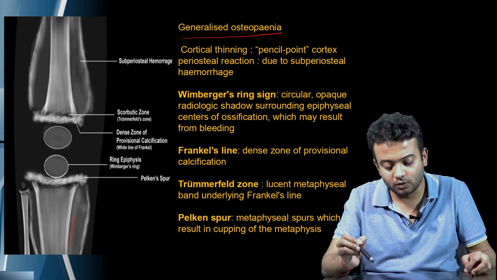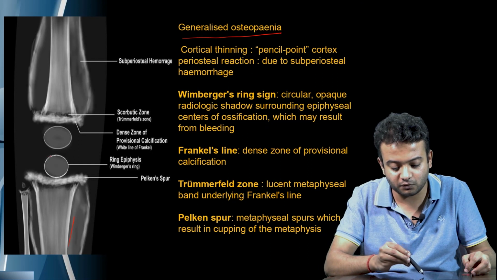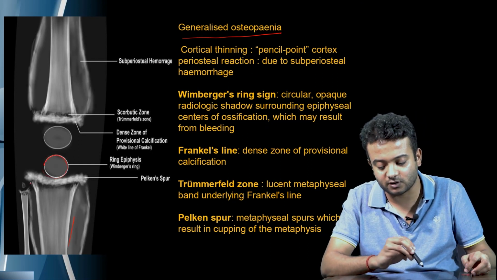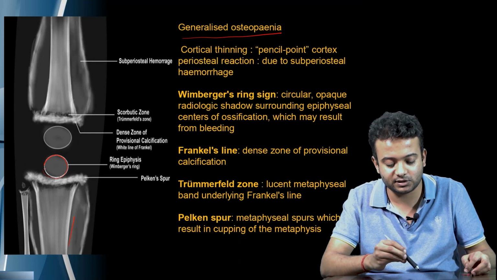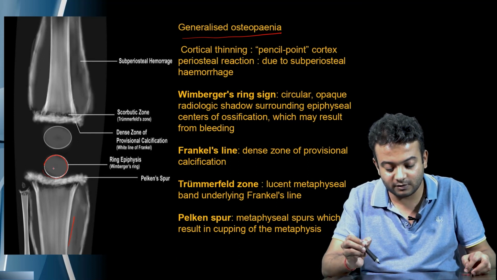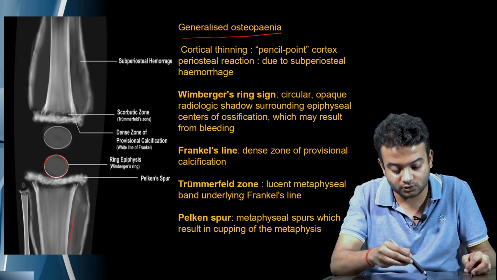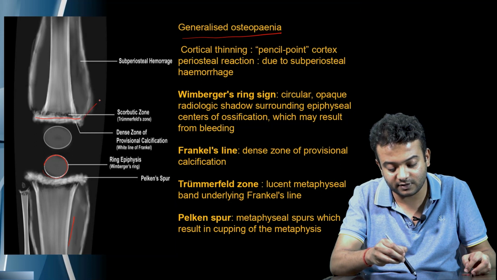There can be the Wimberger's ring sign, which is shown here, where there is a small dense sclerotic epiphysis surrounding the epiphyseal centers of ossification, which can result from bleeding. And there will be Frankel's line, which is a dense zone of provisional calcification, referred to as the Frankel's line.